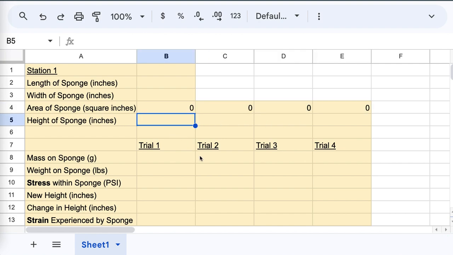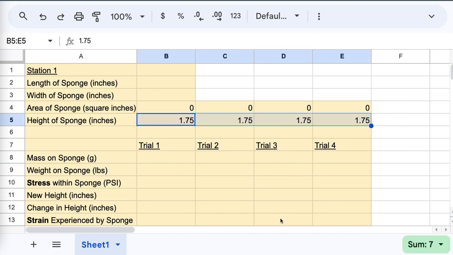The height of the sponge we're just going to measure. In fact, I'll tell you right now, it's 1.75. All these sponges are 1.75 inches tall. Right? And I can click outside and click back on it, and I can drag that right over, and now they're all 1.75. The sponge will always start at 1.75 inches tall, and then when you squish it with different masses, it'll get squished by different amounts.